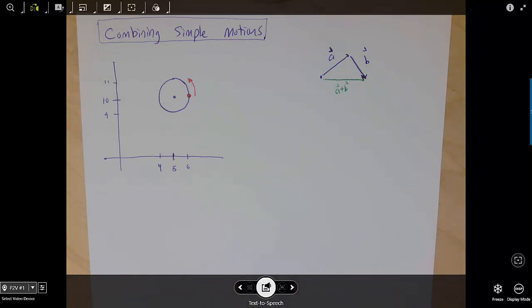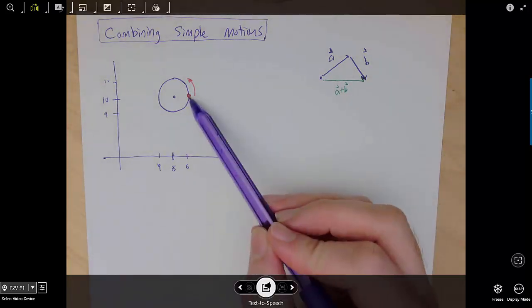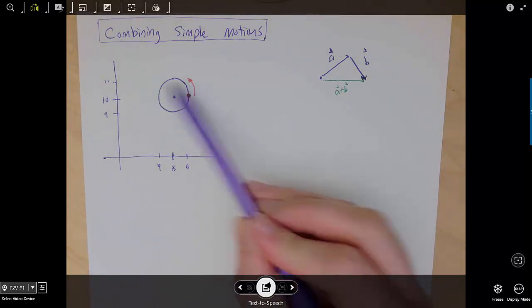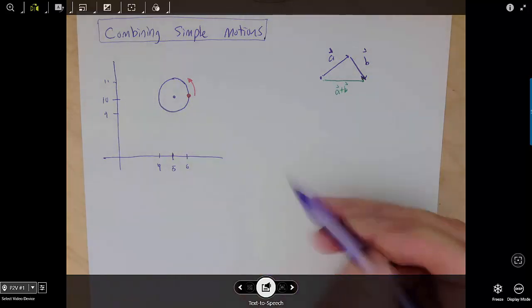And that's why vectors are powerful. Well, one of the many reasons. It's because it makes it very easy to describe complicated things by breaking them into simple parts. So let's take our first couple of steps in that direction. Let's pretend we wanted to describe this red point as it moves around a circle centered at 5, 10.